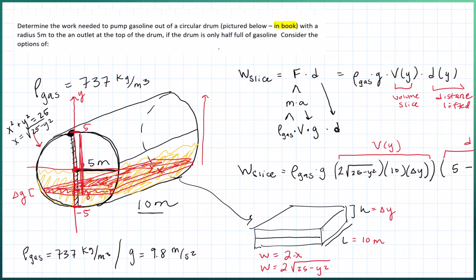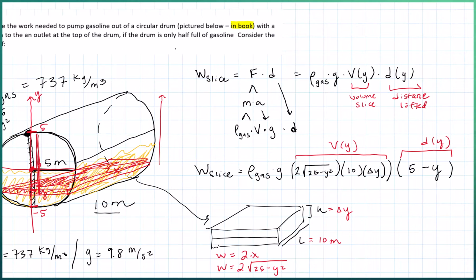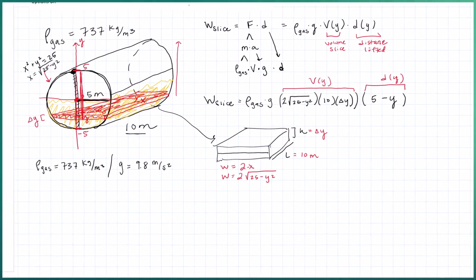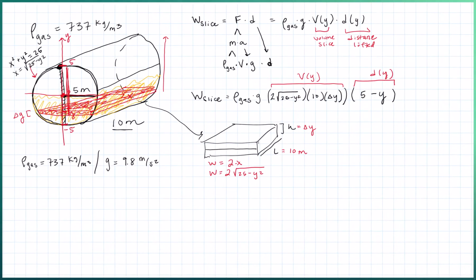So if it has to be lifted 10 meters, you can see that. That's a distance of 5 minus a -5. So that would be 10, and 5 minus a -5 would give us 10. And so that is the distance to lift each slice. Let's go ahead and summarize it all.